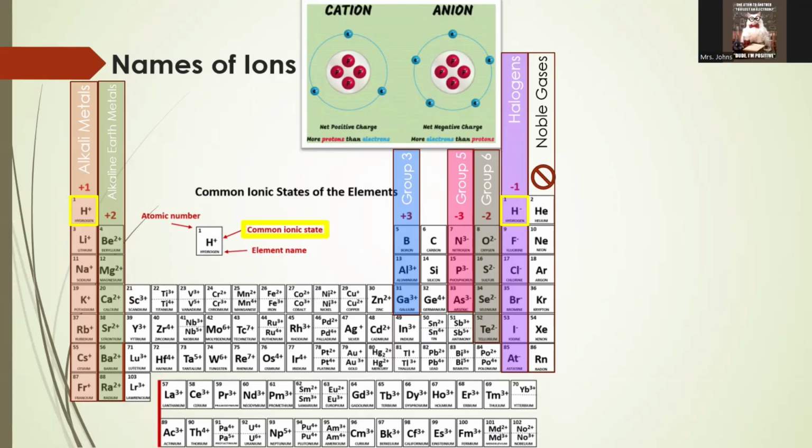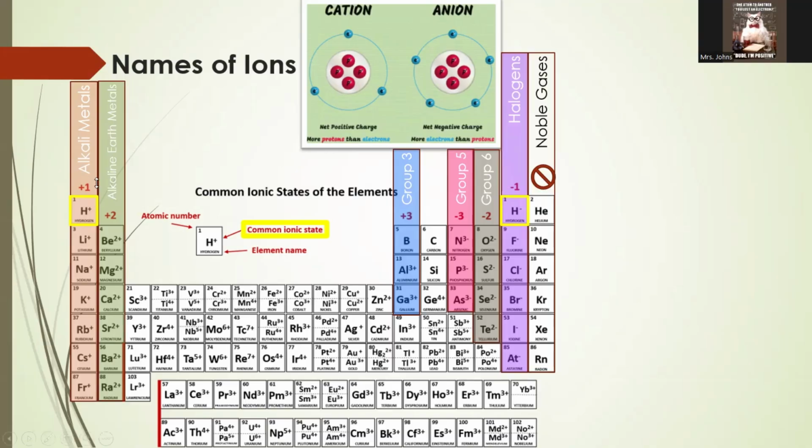So group 5 starts our anion groups. They like to gain 3 electrons, so that gives them a -3 charge. So we have nitrogen, phosphorus, and arsenic. Then group 6 likes to gain 2 electrons. Then we have the purple group, the halogens, and they like to gain 1 electron, so they have a -1 charge. The noble gases, of course, don't like to gain or lose electrons. They don't like to react at all, so that's why the little red crossbar is there.